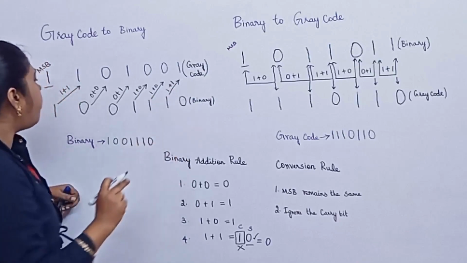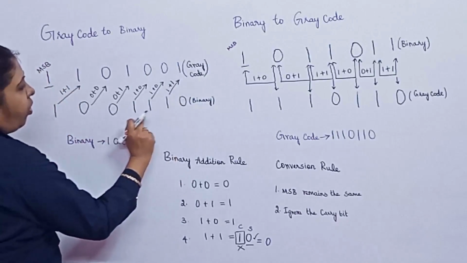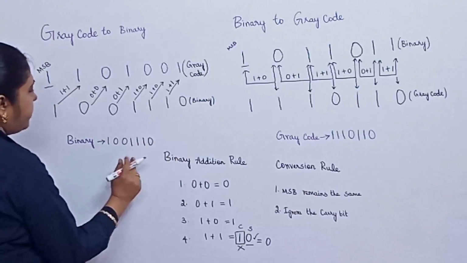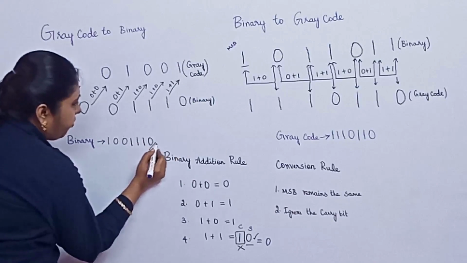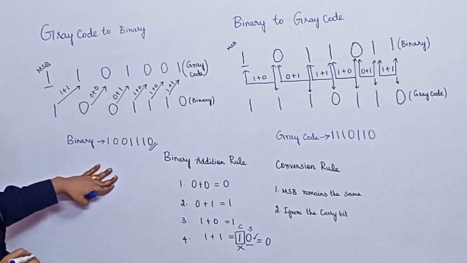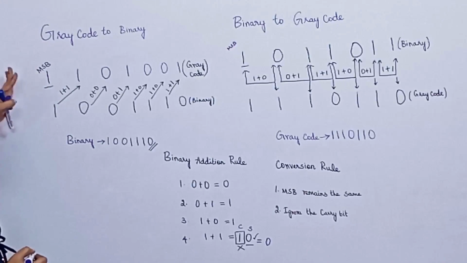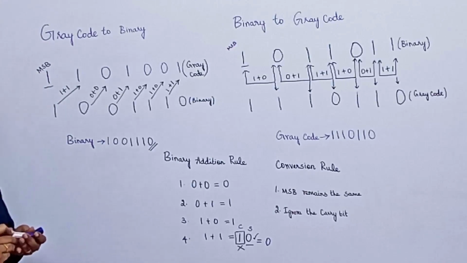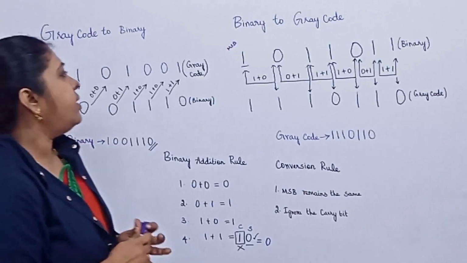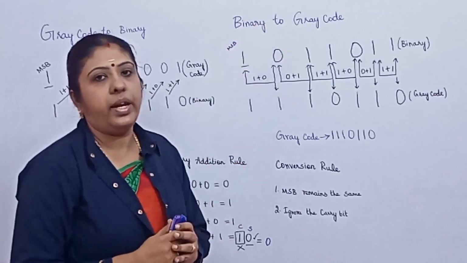So the attained binary value is 1001110. This is the attained binary value of the concerned gray code. This is the gray code to binary conversion. And in the next example, we are going to discuss binary to gray code.